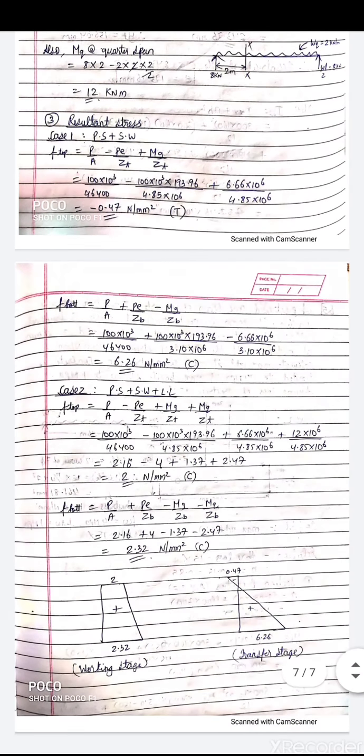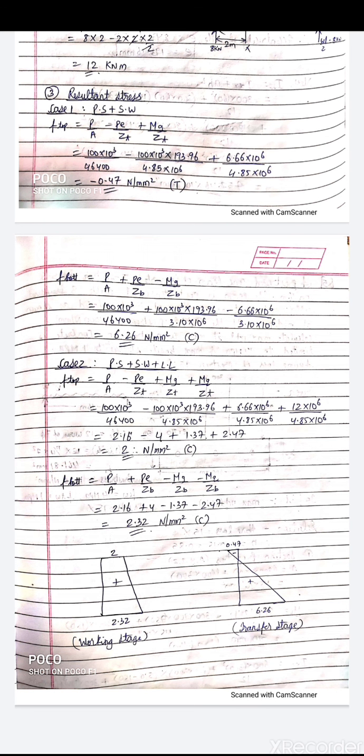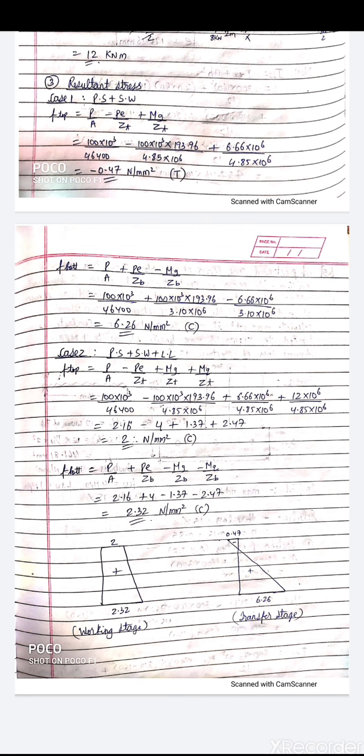Now we'll find out the second case, which is pre-stress plus self-weight plus live load. Here you will also consider the value of Mq. It is better that you keep it separate so that you don't make mistakes. So I have done it separately: P by A minus Pe by Zt plus Mg by Zt plus Mq by Zt. Remember to find out the values of all the fractions separately, so you won't make any mistakes. It comes out to be 2 at the top and F bottom is 2.32, so both are in compression. In the working stage it is 2 at the top and 2.32 at the bottom, and at the transfer stage it is 0.47 at the top and 6.26 at the bottom. So this is your final stress distribution diagram, the resultant stress of the section. I hope it is clear now.